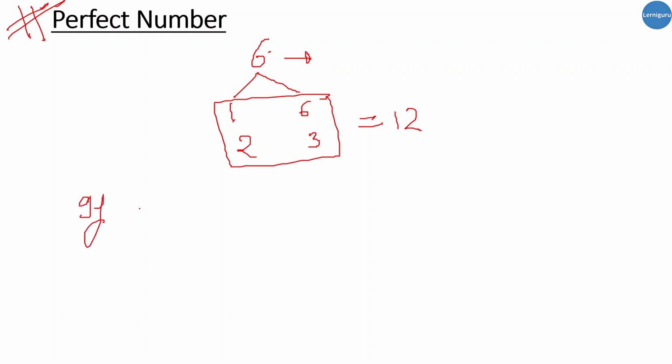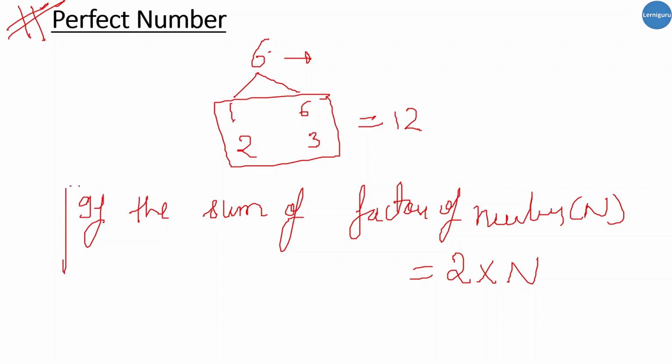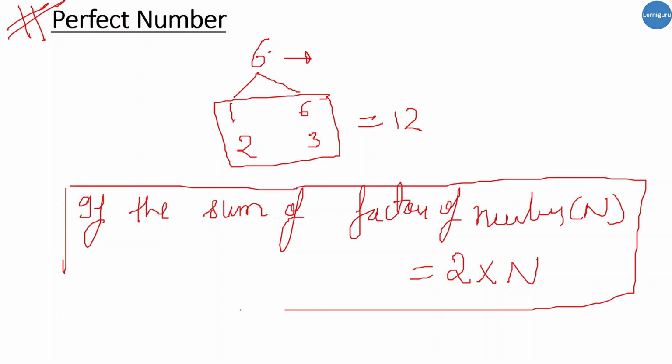If the sum of the factors of a number equals twice the number itself, suppose the number is n, if this situation is satisfied, then the number will be a perfect number. Or you can observe one more thing here, that if I remove 6, the remaining sum will be equal to 6. Right?